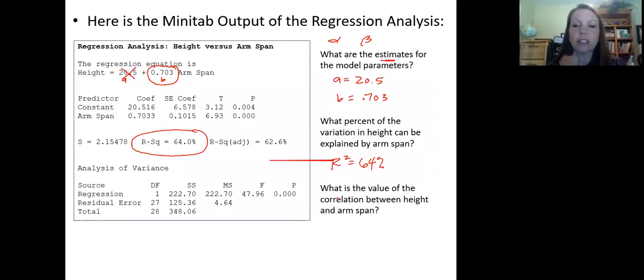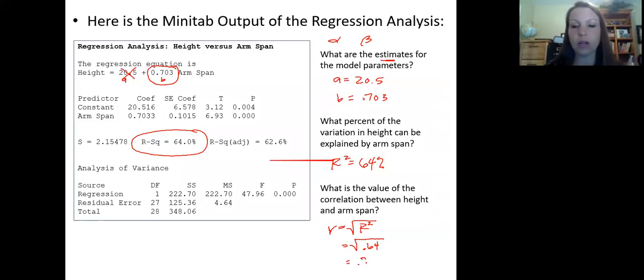And then lastly, this one says, what's the value of correlation between height and arm span? To get correlation just from the information right here on our output, we're going to have to use R squared. And remember that R is just the square root of R squared. The key to finding R this way is to remember that when we use R squared in calculations, it always has to be changed to a decimal. So that 64% is going to become 0.64 as a decimal.